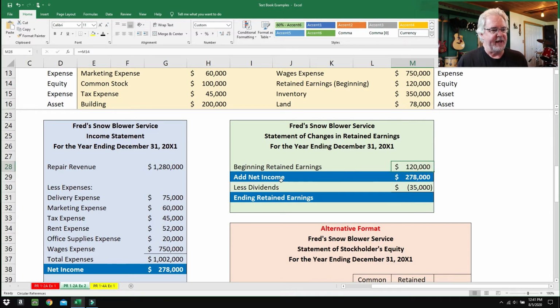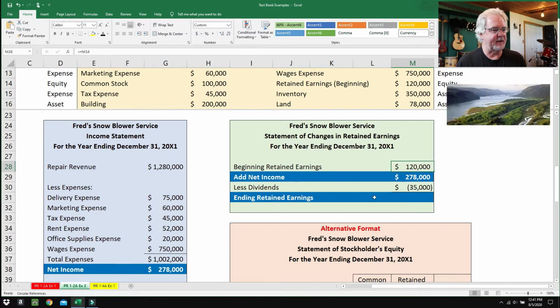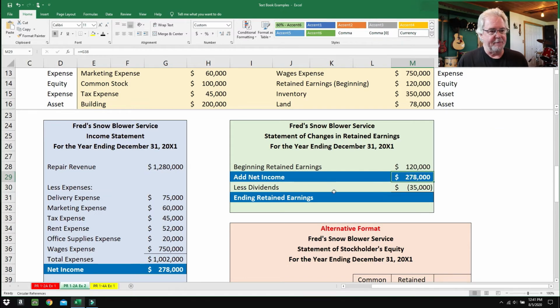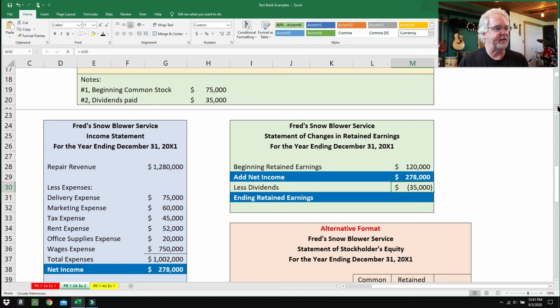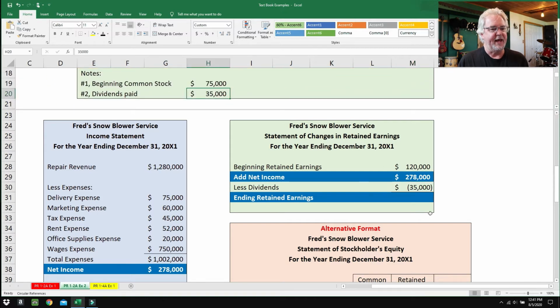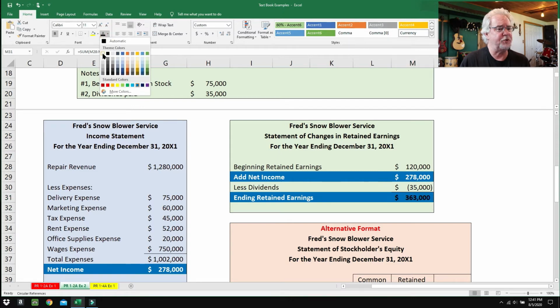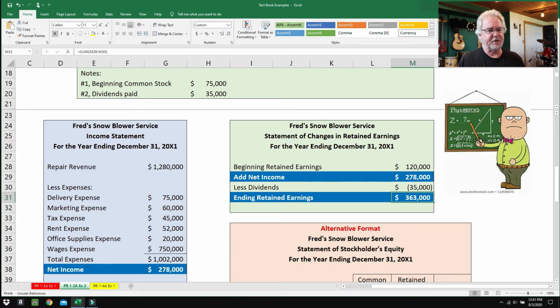There you go. Add net income. That net income, as mentioned, just flows right up here like a river. Same number. You don't have to think about it. Minus out dividends of $35,000. We got that off the information right here. There it is, $35,000. And ending retained earnings is simply going to be $363,000. How do we get that? Well, 120 plus 278 minus 35 is 363.